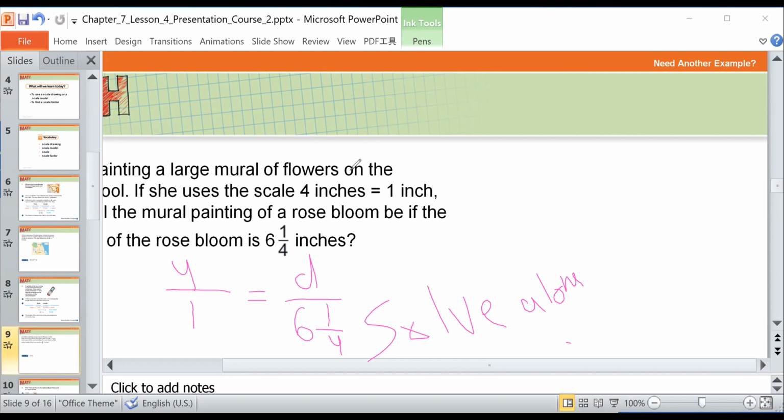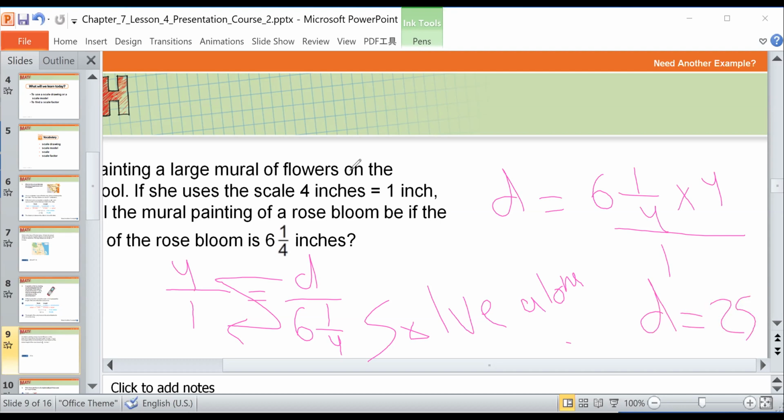After that, what will we make? We will make Z letter. So we will make multiplying D is equal what? Equal 6 1/4 times 4, and divide this one by 1. So this one is equal what? 6 1/4 multiplied by 4. So the distance will be equal what? It will be equal 25.